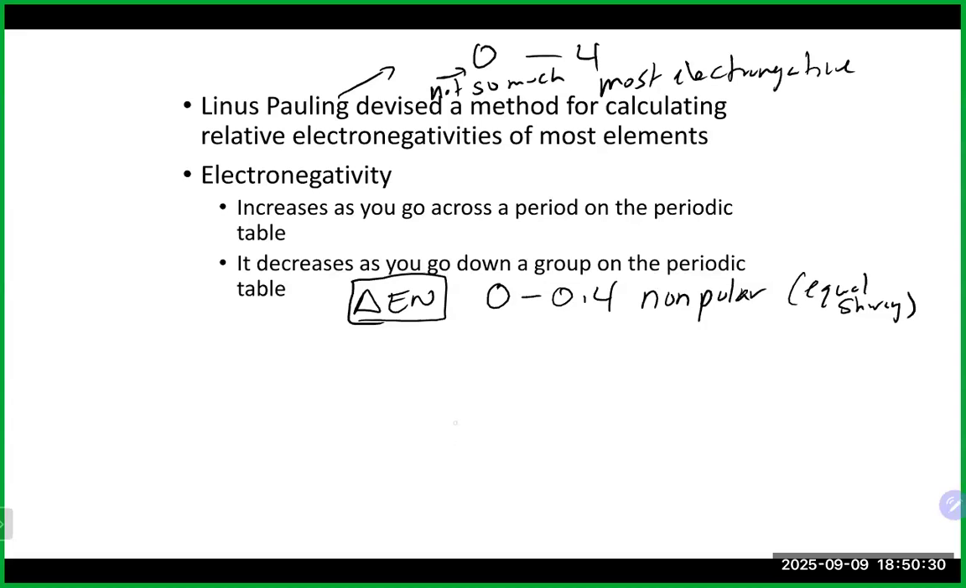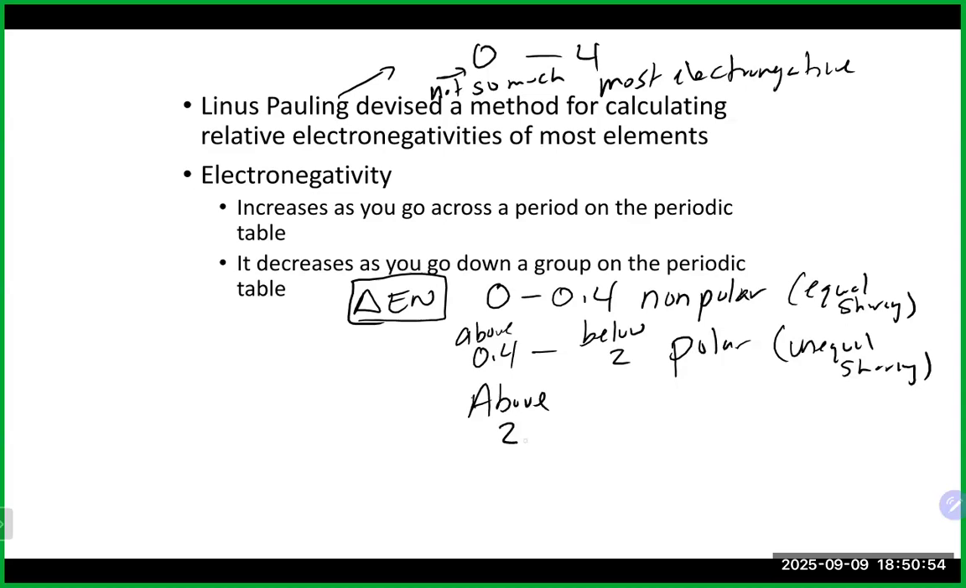If you get above 0.4, which is essentially 0.5, to below 2, that is going to result in a polar covalent bond, so unequal sharing of electrons. And typically speaking, if you are above 2, not in all cases, but in a lot of cases, you will end up with an ionic bond, a transfer of electrons.